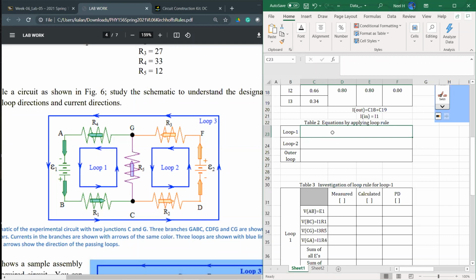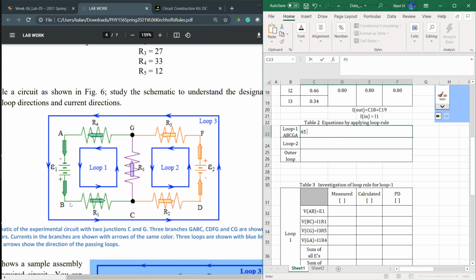Okay, so we'll start loop 1 from, I will add where we're going right here. We're going to start from A, we'll go to B, we'll go to C, then we'll go to G, we'll come back to A, right? That's our loop. So what the loop rule says is the sum of all the potentials given should be equal to the sum of all the potential drops through the loop. The sum of the potential given here is actually only this battery, E1, right? Which is about 45 volts. That is positive because I go from the negative side of the battery to the positive, okay, A to B.